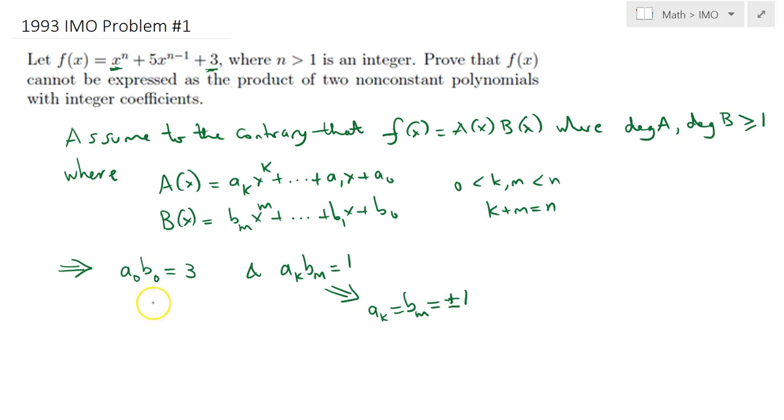For the first condition, we can, without loss of generality, assume that one of them, say a sub 0, is equal to plus or minus 1, and b sub 0 is plus or minus 3. So if a sub 0 is 1, b sub 0 is 3. If a sub 0 is minus 1, b sub 0 is minus 3.